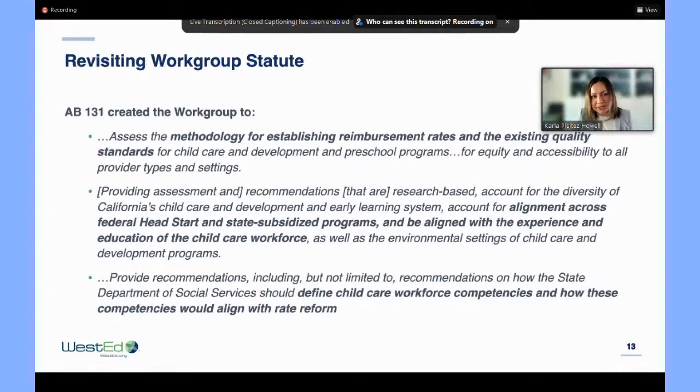There's also information regarding aligning with Head Start and making sure that we're looking at workforce competencies. So we'll look into this in the recommendation. So if we go to next slide.